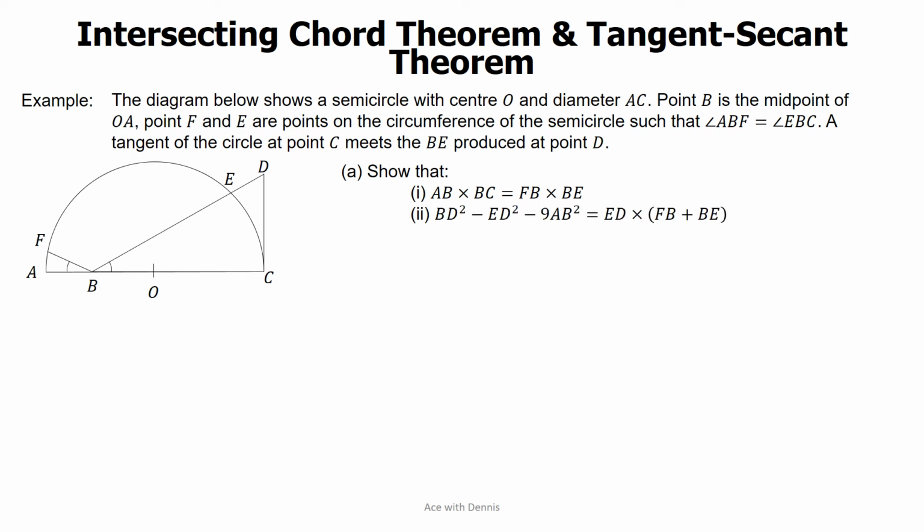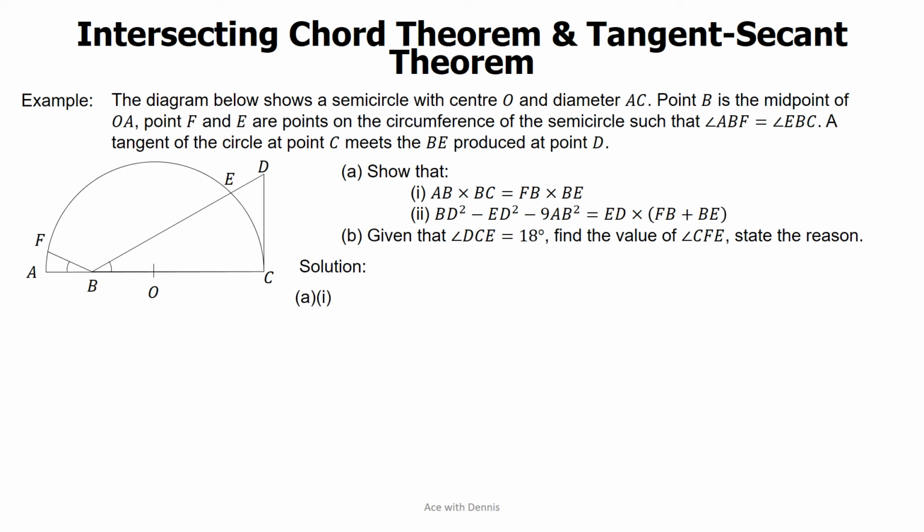2. BD square minus ED square minus 9AB square equals ED times bracket FB plus BE. B. Given that angle DCE equals 18 degrees, find the value of angle CFE. State the reason. Here is the solution. A.